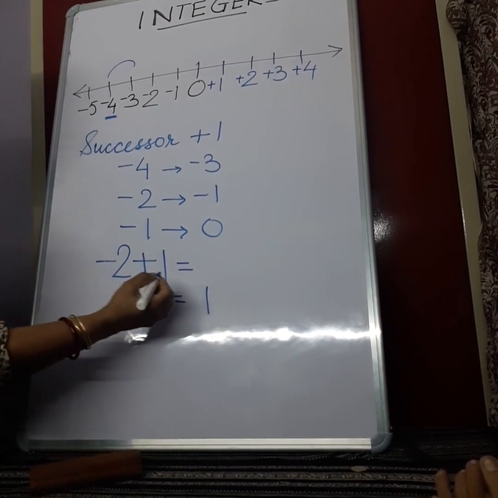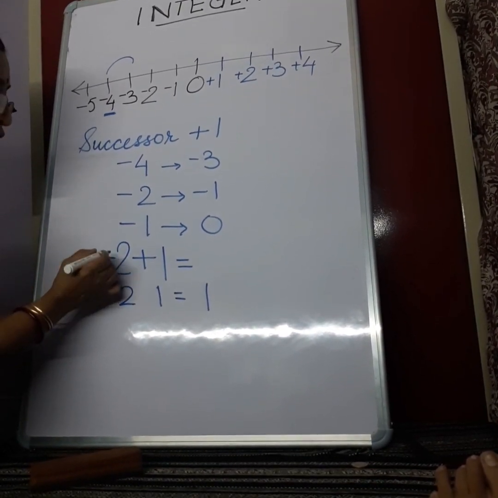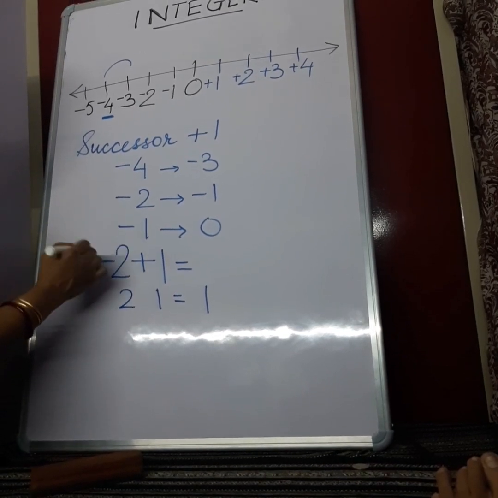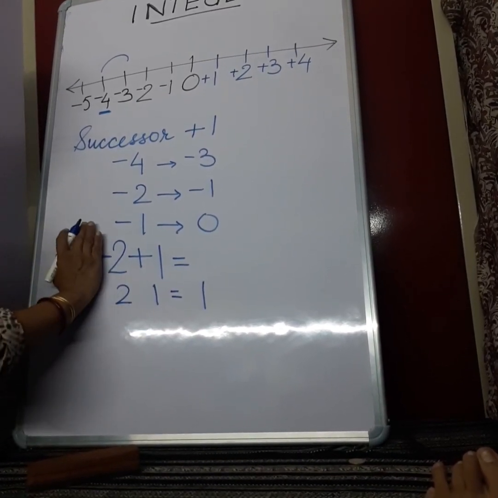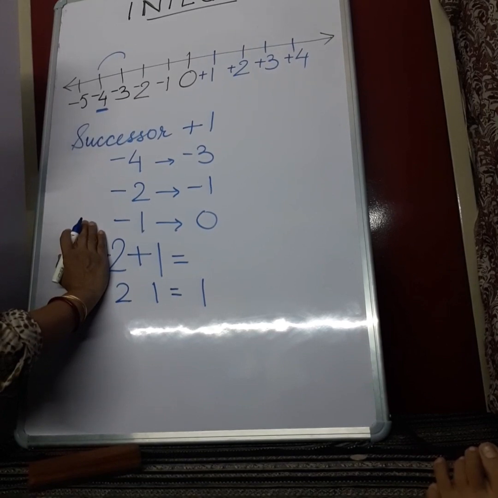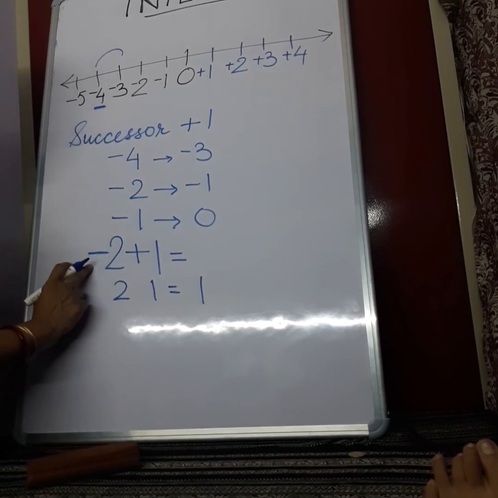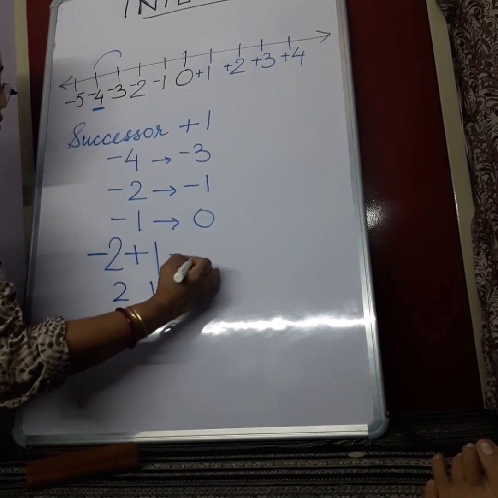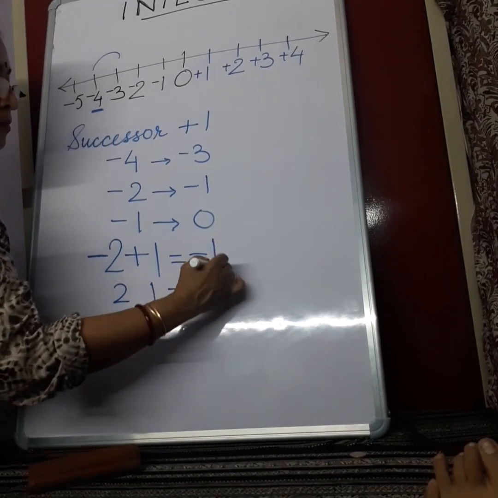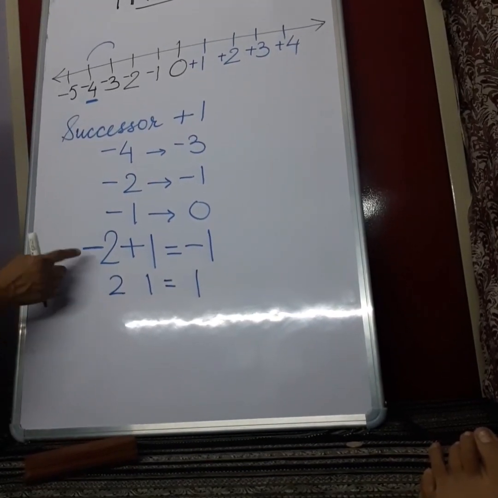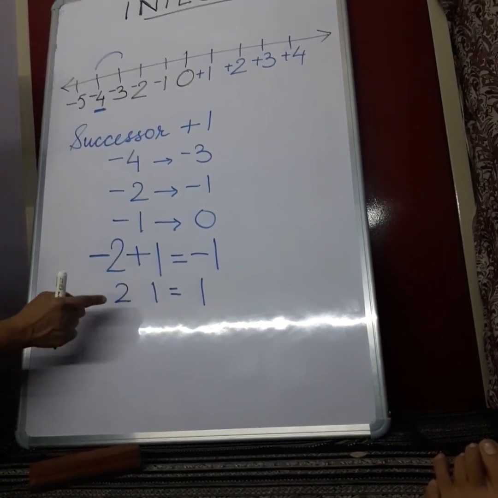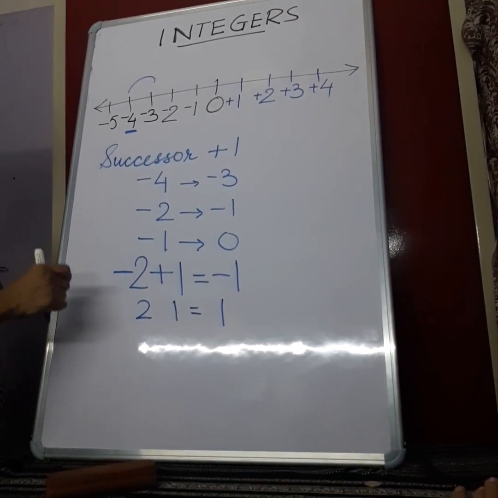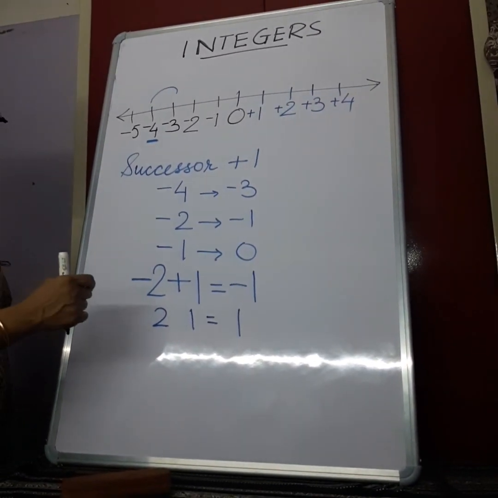And then what we do is put the sign of the greater number. So 2 is greater. When we are taking the absolute value, 2 is greater than 1. The sign of 2 is minus. So we will write minus 1. When there are unlike signs, we subtract the numbers.